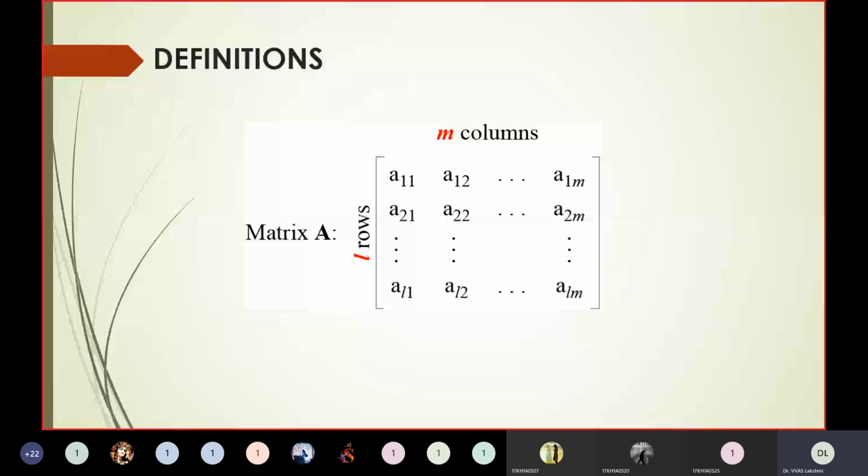So what is a matrix? A matrix is m by n. It is represented in rows and columns, and every element is represented by an index. The first index represents the row number and the second indicates the column number. Here A11 indicates first row, first column. A12 indicates first row, second column. Here the number of rows is L and the number of columns is M. So this is the basic definition of a matrix.